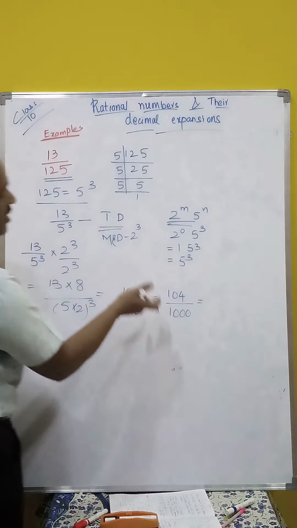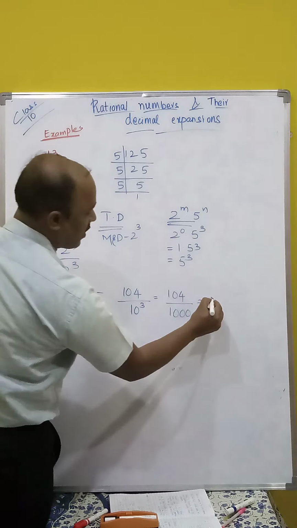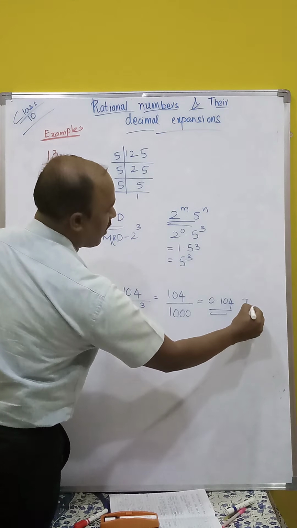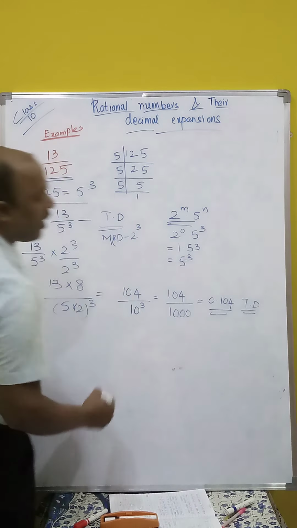Now you write it, it is easy to write the decimal form. It is 0.104. It's a terminating decimal expansion.